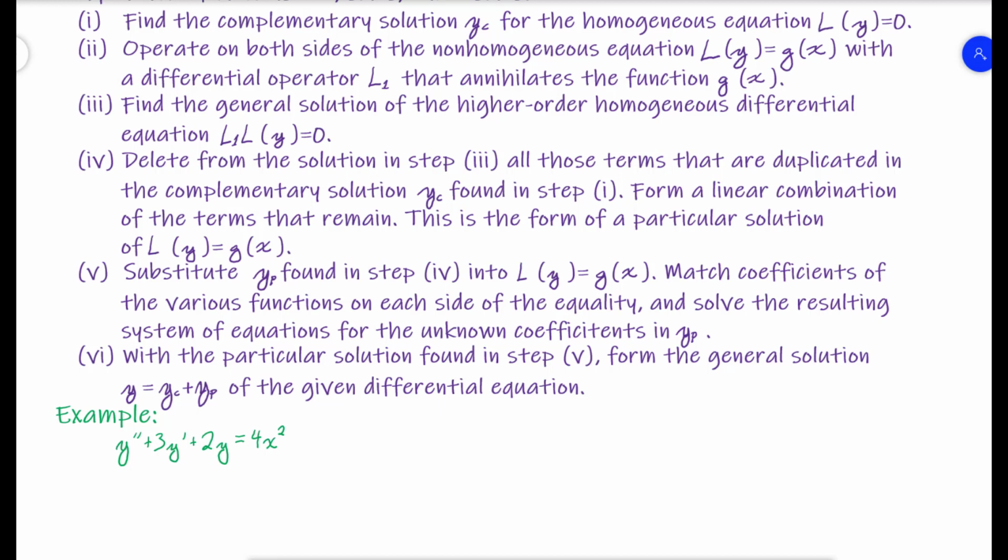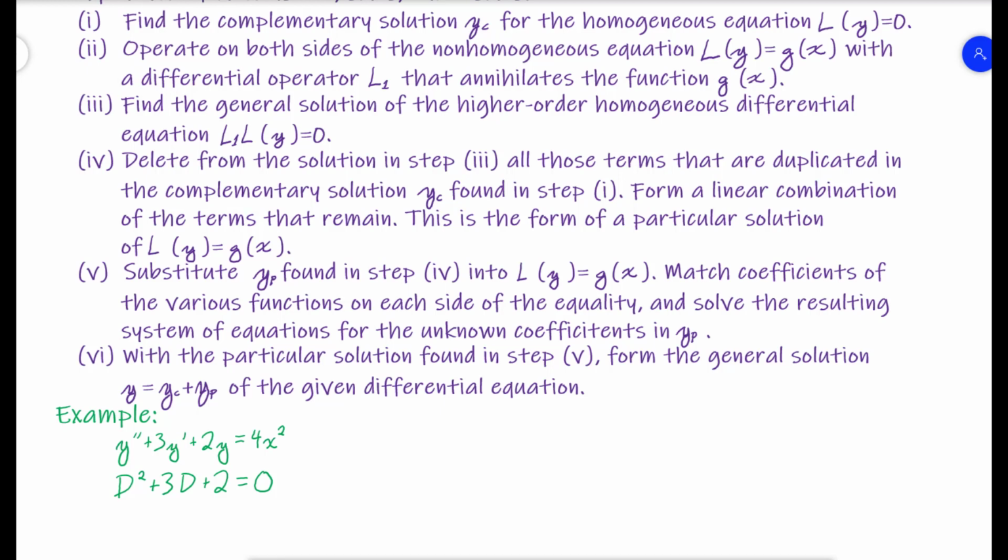So my first step to all of this is to find the complementary solution for the homogeneous equation that I get when I set L of y equal to 0. So rewriting this with differential operators, then I have D squared plus 3D plus 2 equals 0. And that's the one that I'm trying to find solutions to.